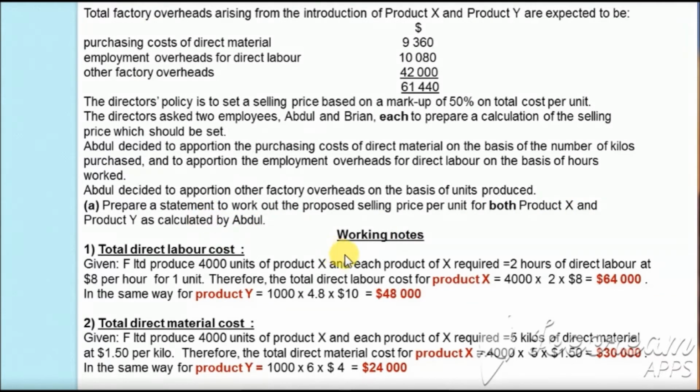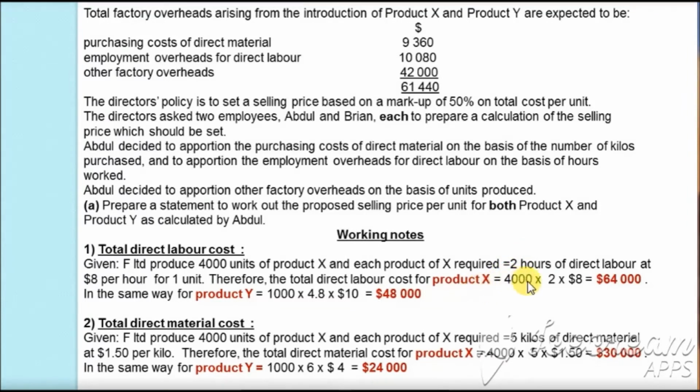For this statement, we'll start with the working notes. First, let's calculate the total direct labor cost. To calculate the total direct labor cost, we are going to take the units produced, multiply it with the number of hours which are required to make one unit, and again multiply it with the rate at which the workers are working for 1 hour.